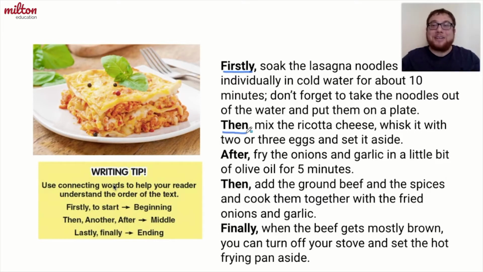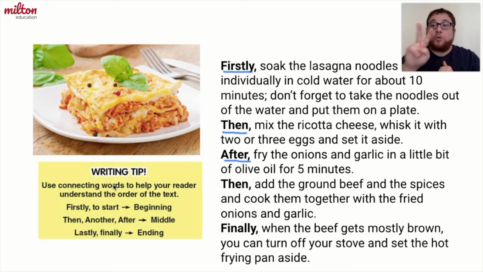Next part. Then mix the ricotta cheese. Whisk it with 2 or 3 eggs and set it aside. Then is like saying this is the next step of the recipe. After, fry the onions and garlic in a little bit of olive oil for 5 minutes. Then and after are almost the same.